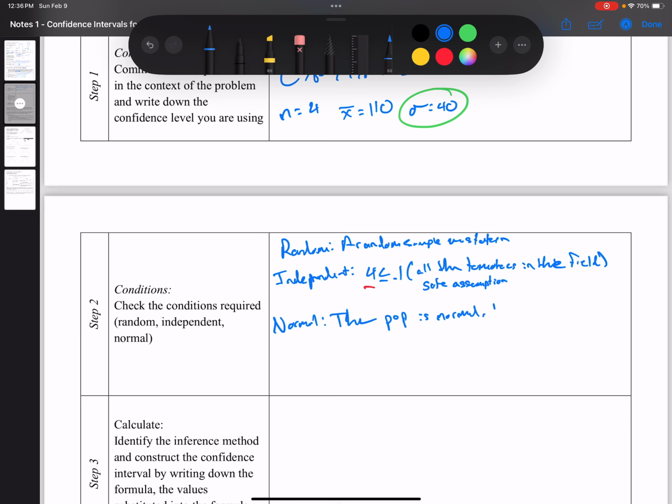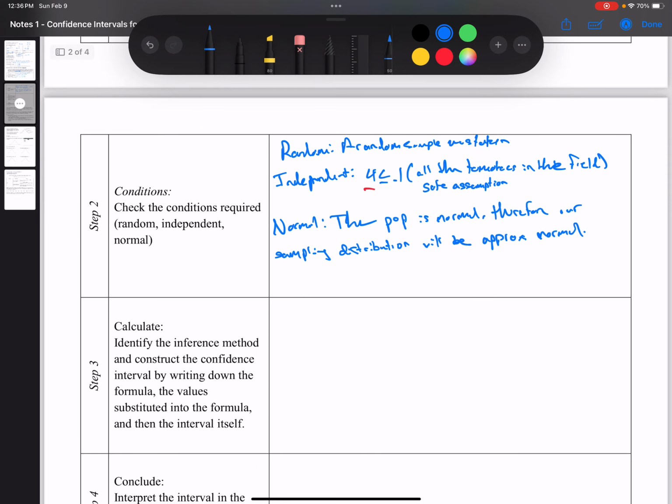So therefore, our population, oops, sorry, not population, I'm thinking the wrong thing. So our sampling distribution will be approximately normal. All right, so it fits all our conditions. We can move on to our calculations.